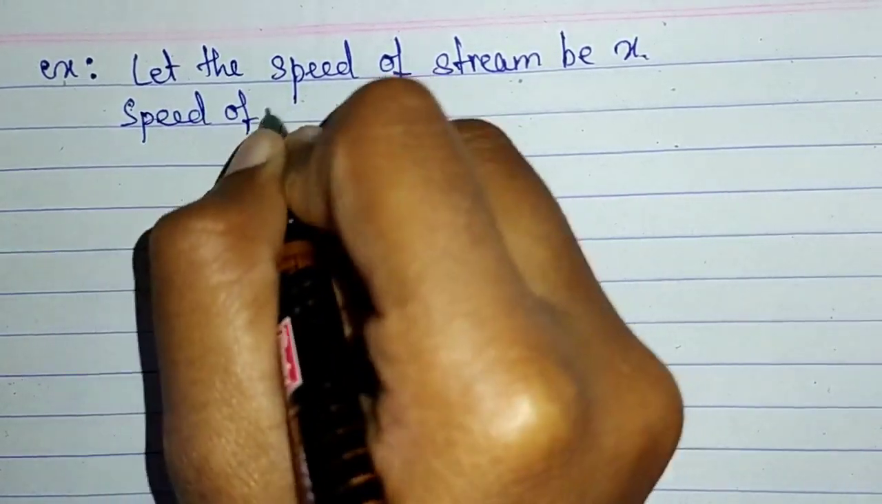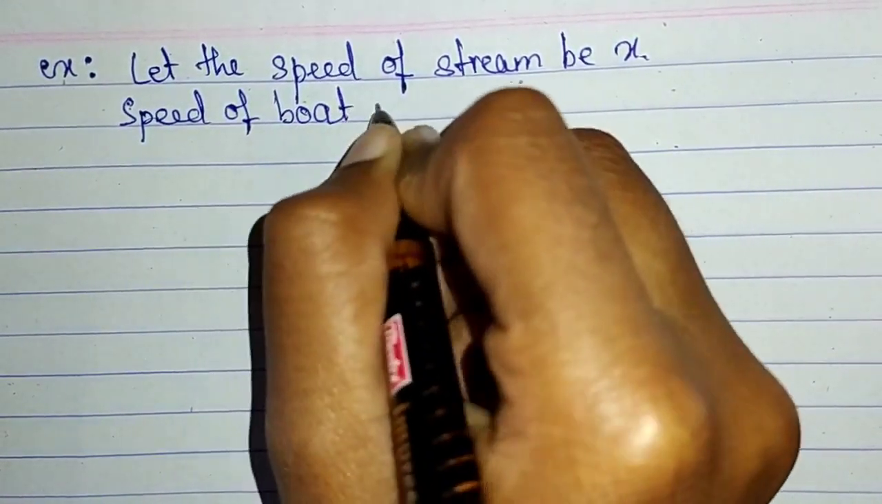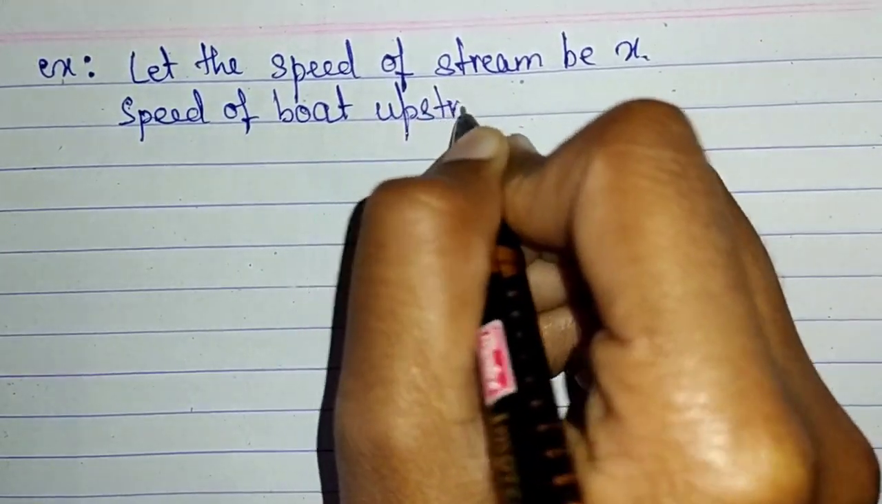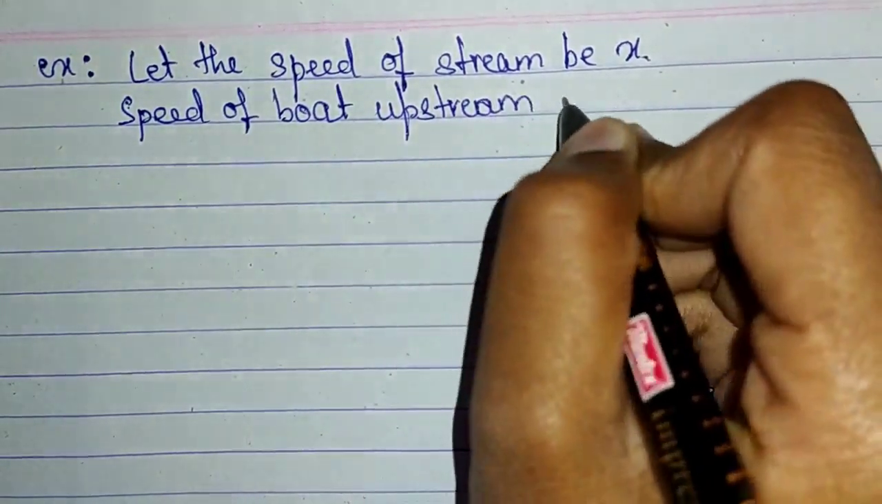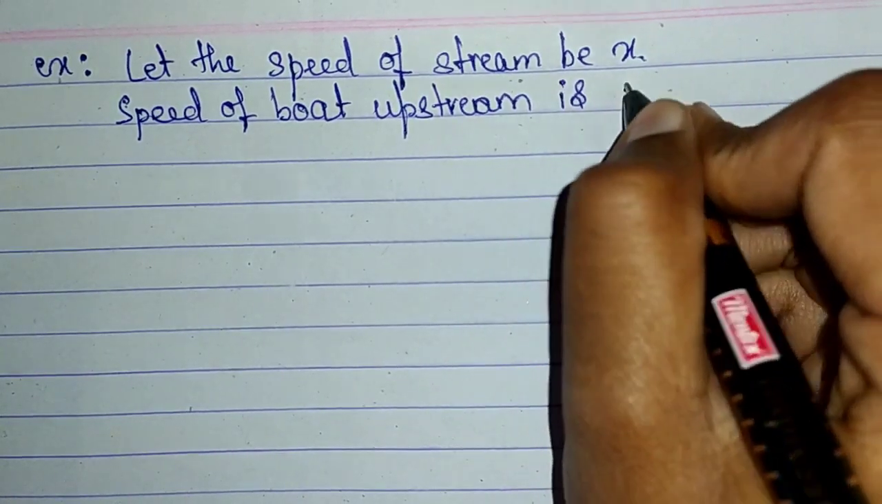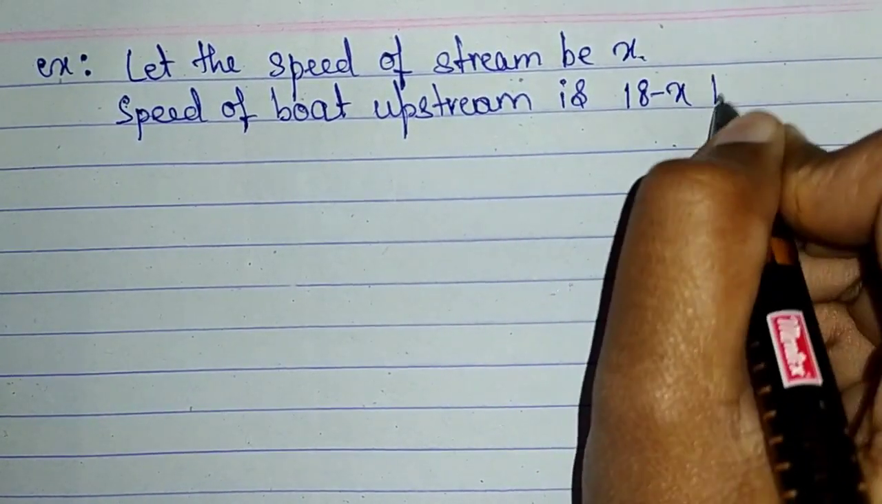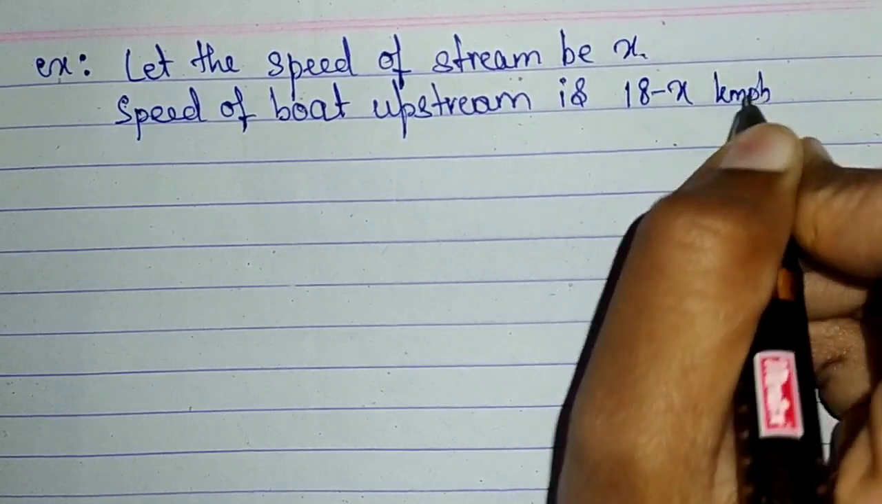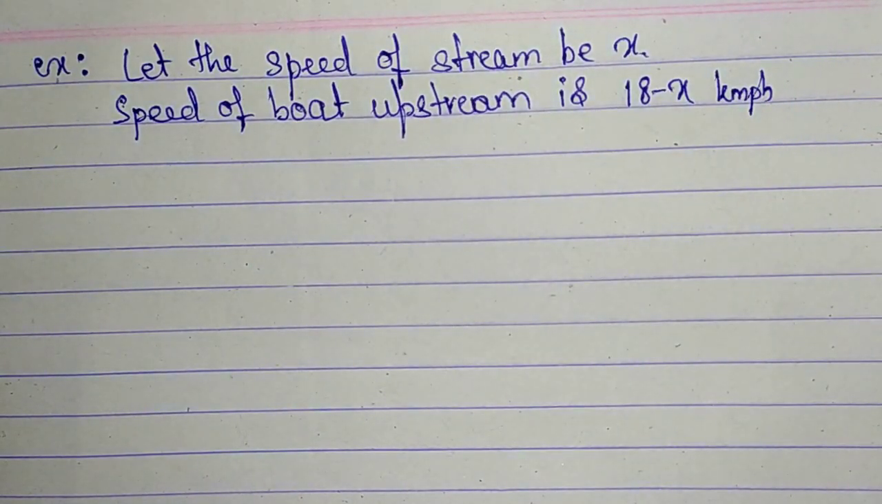Speed of boat upstream is 18 minus x km/h, because the speed of the boat in still water is 18 km/h.